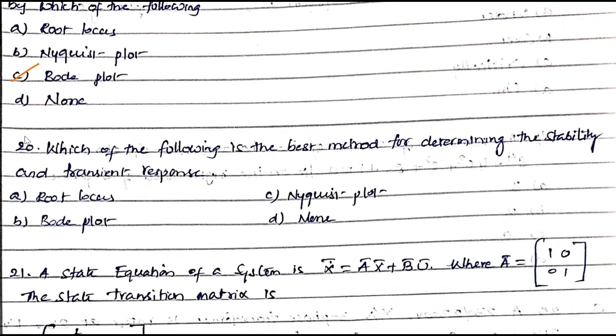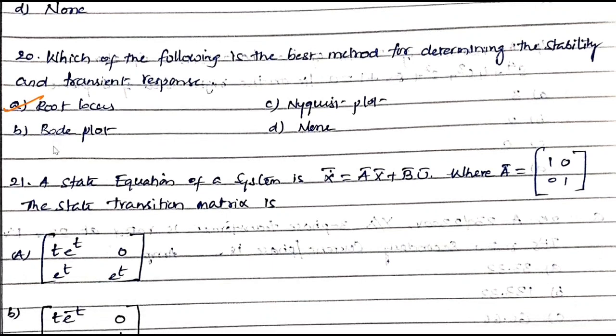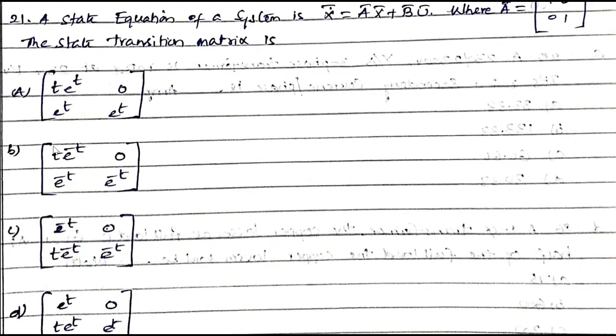Next one, which of the following is the best method for determining the stability and the transient response of the system? They are nothing but root locus here. Okay.